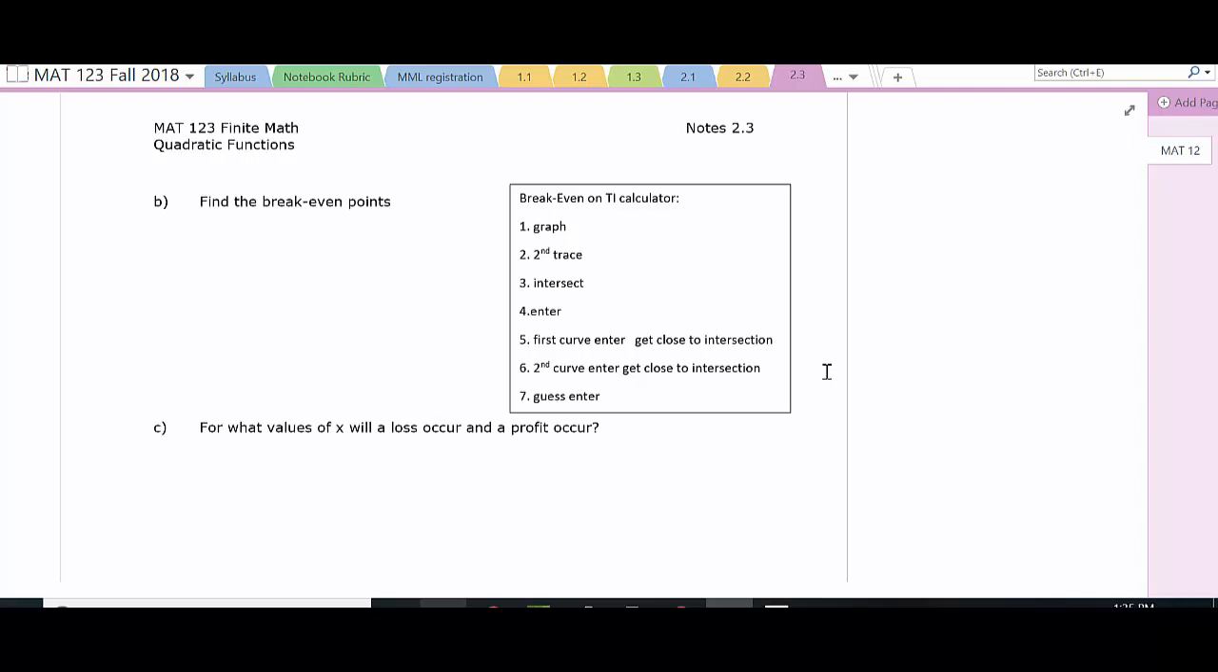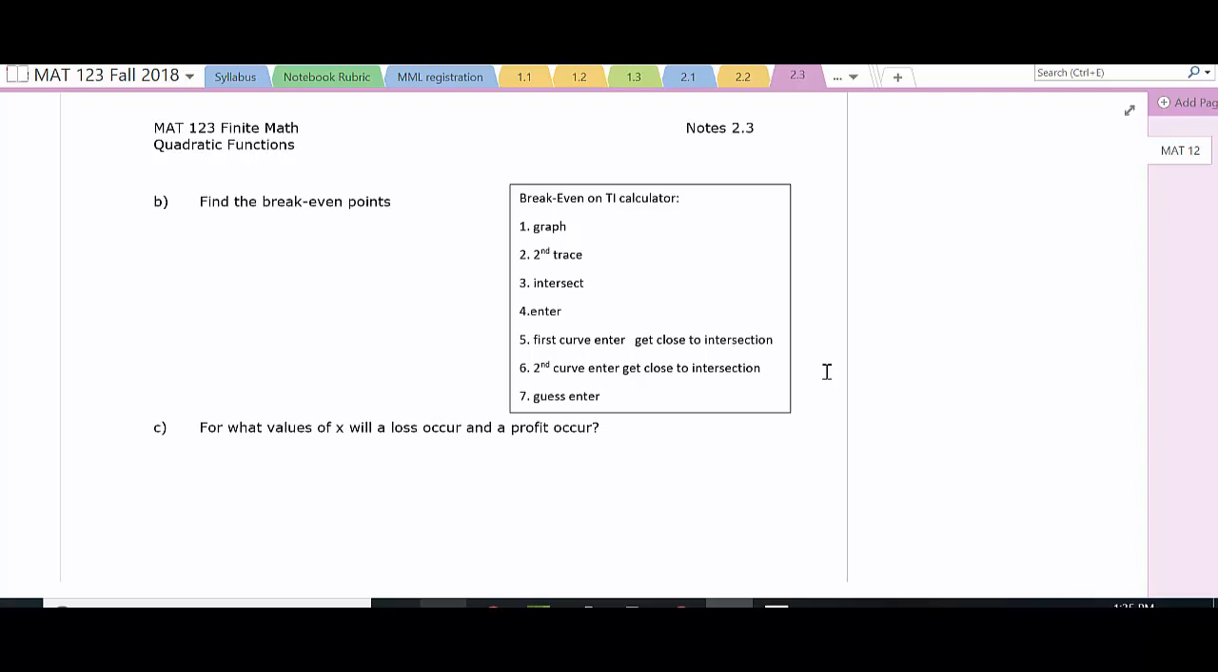Press enter. Now second curve will come up and your cursor should jump to the other curve. So just press enter again. It says guess, press enter again. Then the cursor should blink on the intersection point and it'll give you that point. What's it giving, by the way? What are you seeing? 2.4, are you seeing that for X? How about 163.6? Are you guys seeing that or no? Okay, try again if you have to.